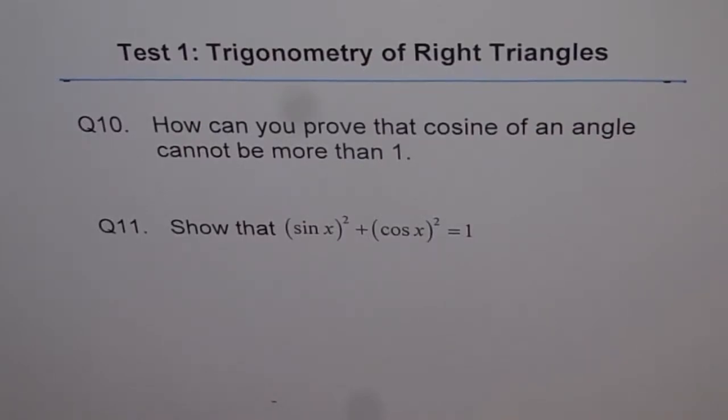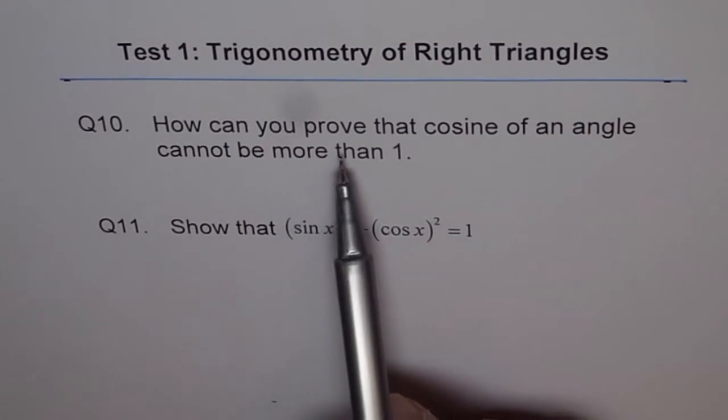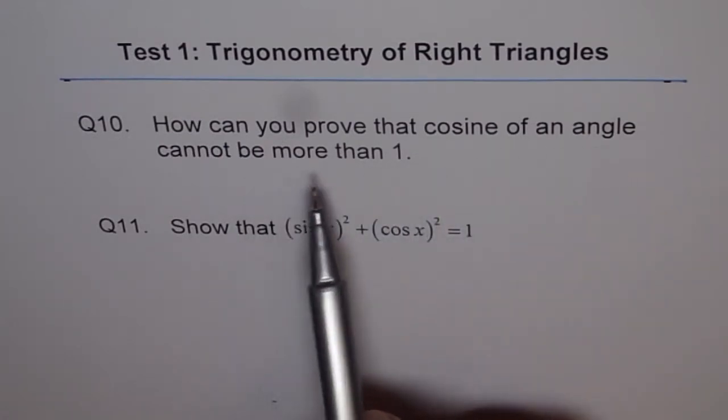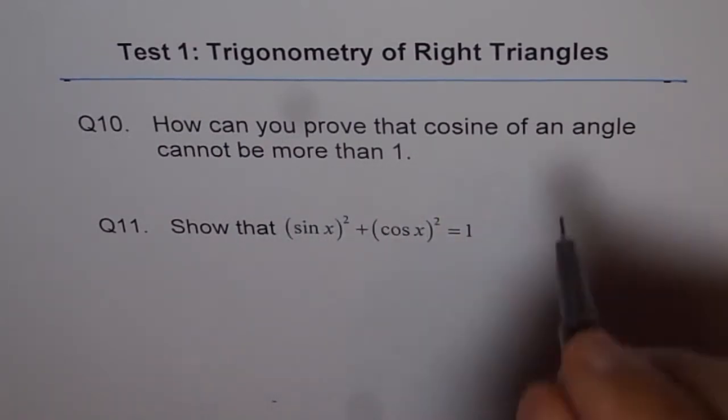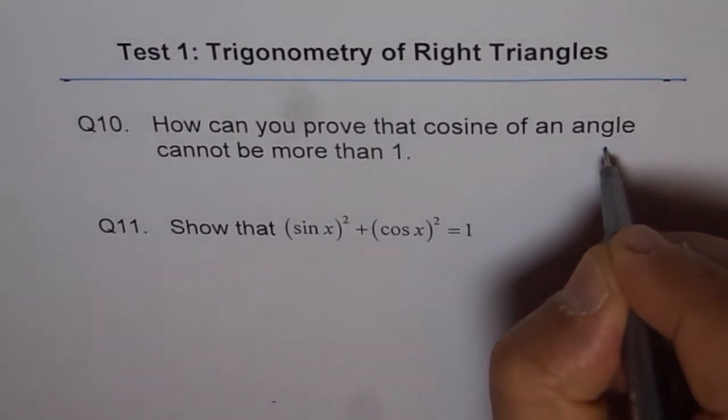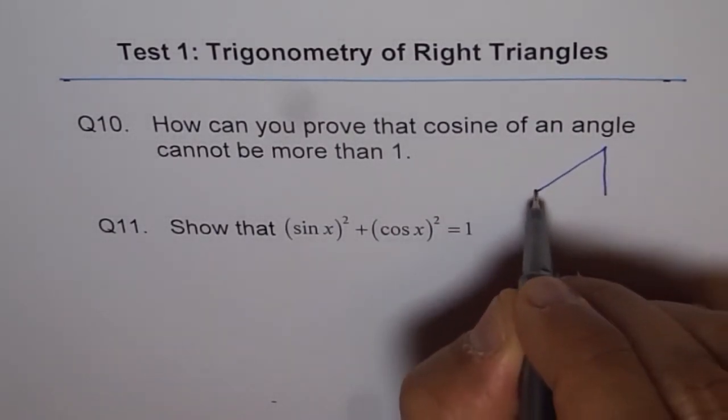Here is a partial solution to your test problem question 10 and 11. Now question number 10 is, how can you prove that cosine of an angle cannot be more than 1? So if you draw any right triangle, you know what is cosine.